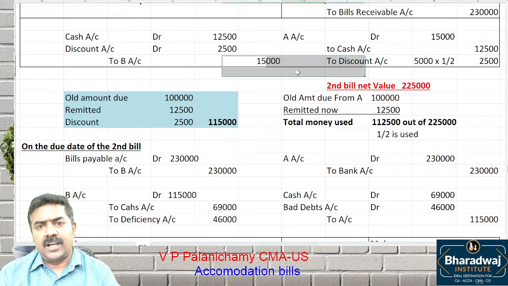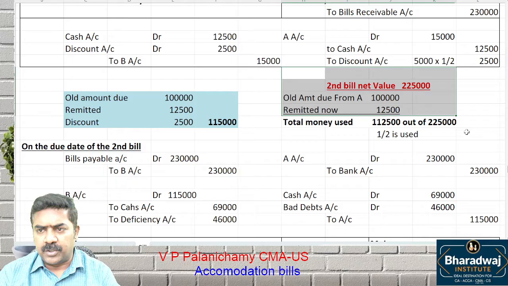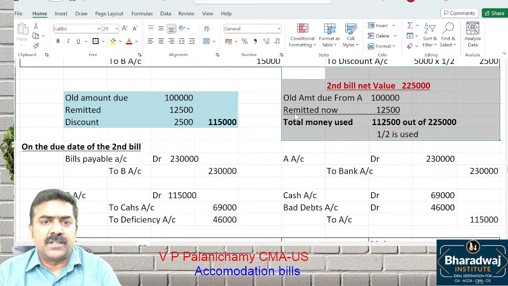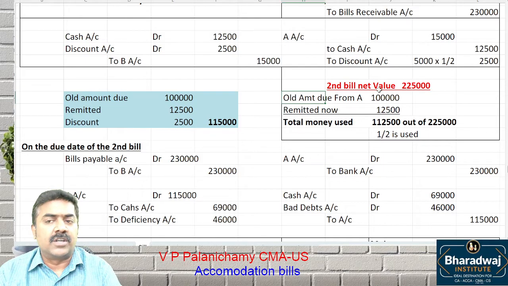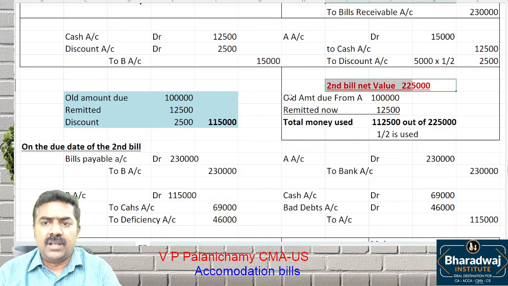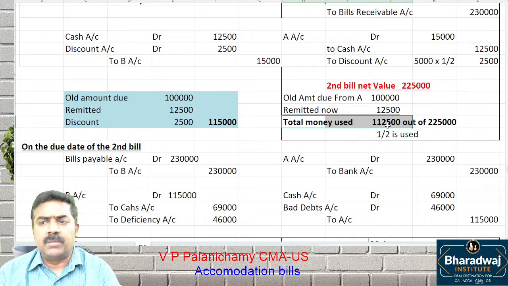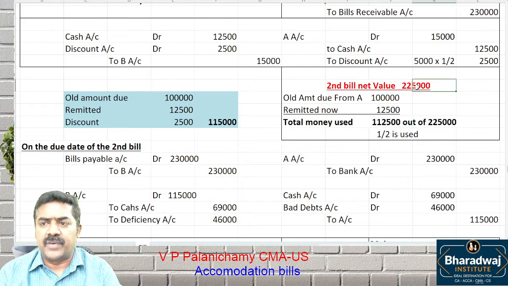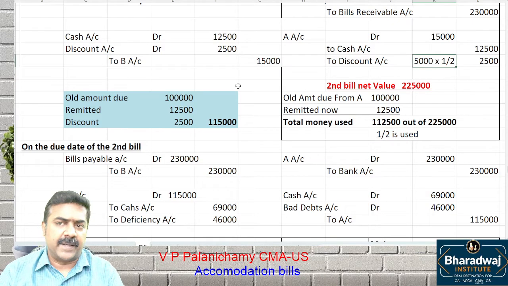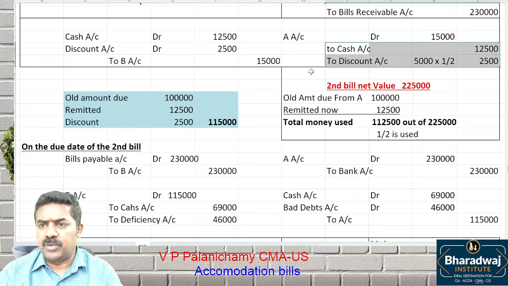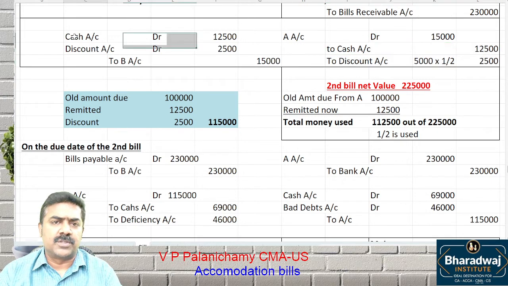I repeat this part once again to make you understand better. The second bill got discounted for net 2,25,000. Already there was a 1 lakh account balance from A, plus he got 12,500 now. So what is the total money used by A? 1,12,500 out of this 2,25,000. Now half of the money is used, so half of the discount he has to bear. So we are sending money, A account debtor to cash, to make the other party bear the discount 2,500.